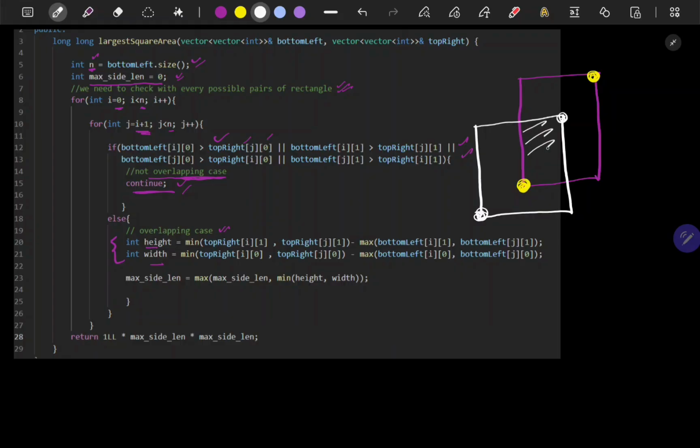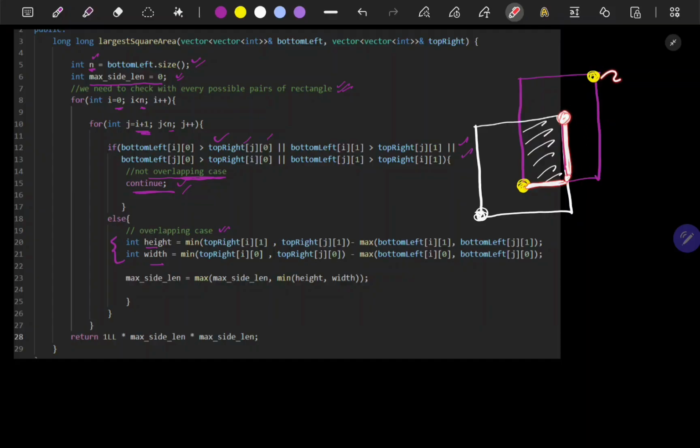So we have this one as our overlapping region. To find this one, we have to find this height and this width. Then only we can get to know what the overlapping region is. So for this overlapping region, this is the width, this is the height. How will we get this height?